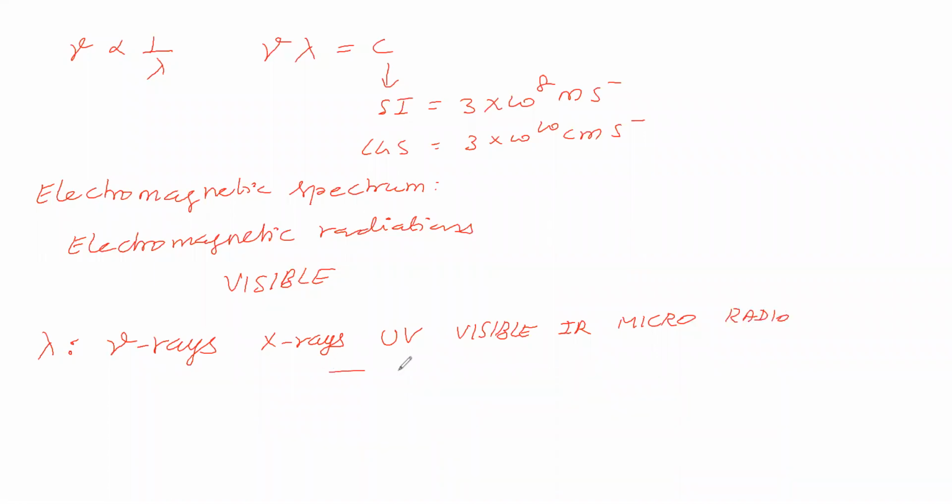Now, how does the wavelength vary? In this direction, wavelength increases. This order is called the electromagnetic spectrum. So, the electromagnetic spectrum tells about the electromagnetic radiations' wavelength order.